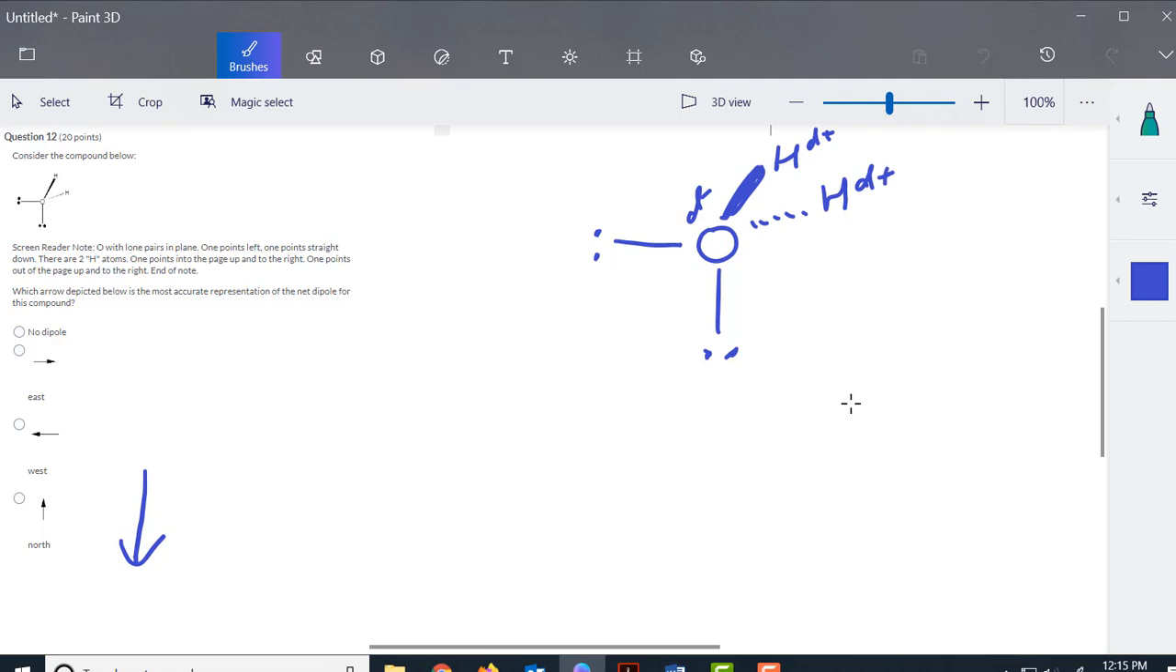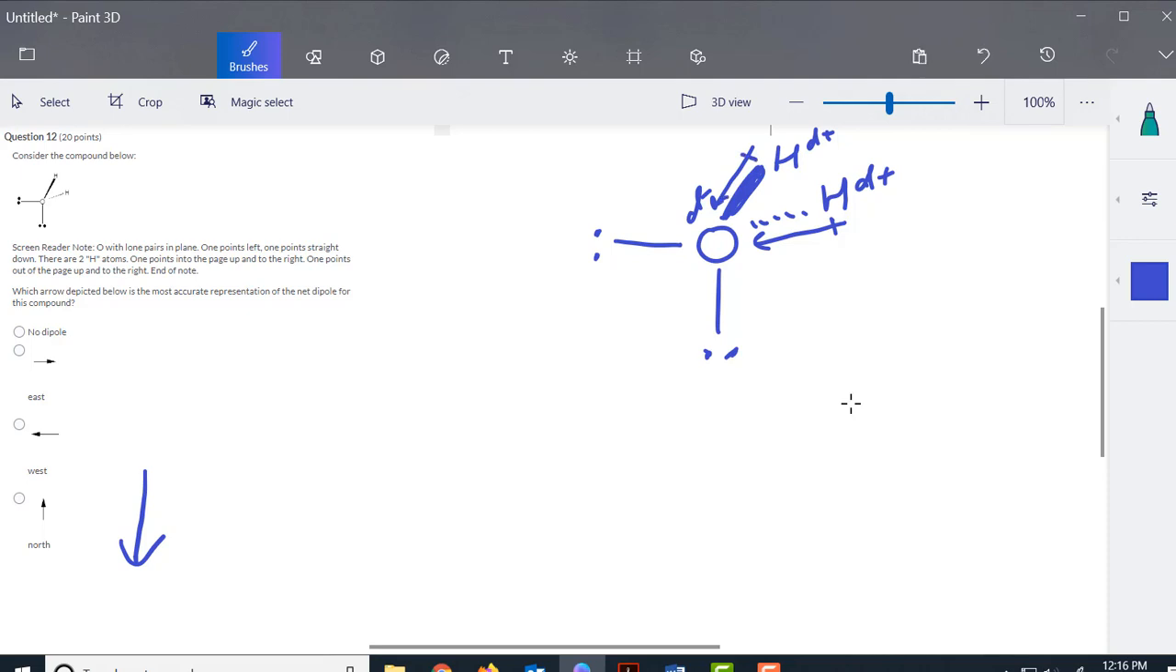So when I draw out the dipoles, they look like this. Let me make it so it's a bit more parallel. That's better. And the arrows have to go towards the oxygen like this.